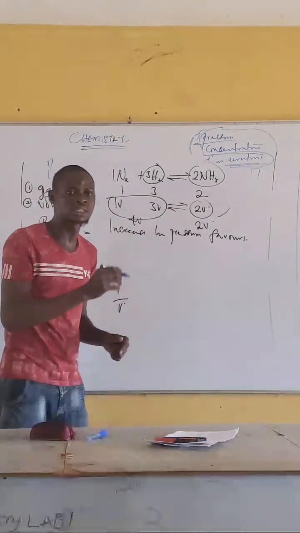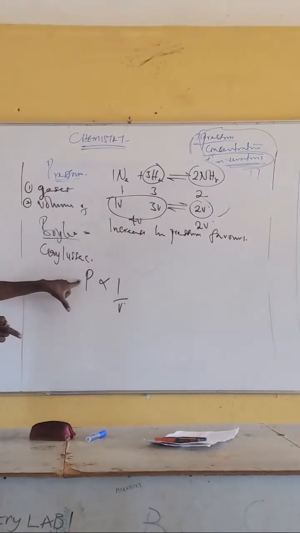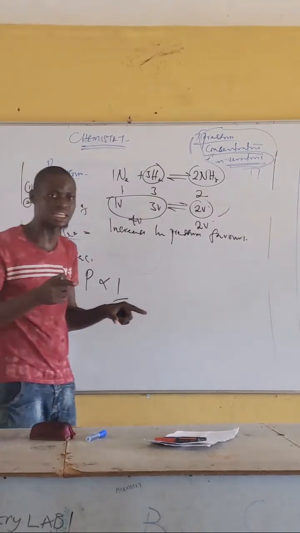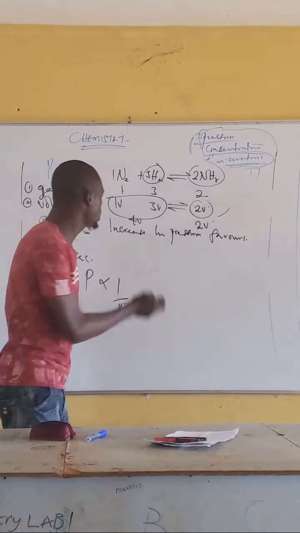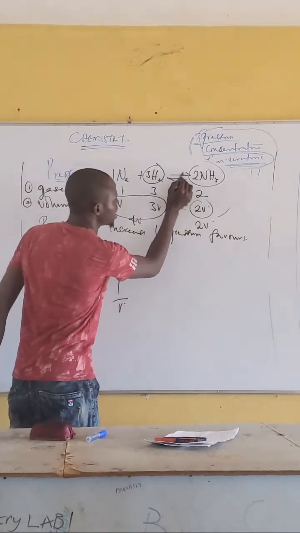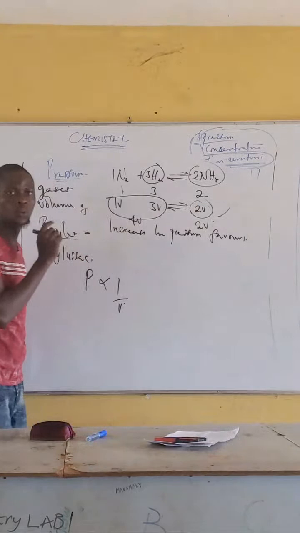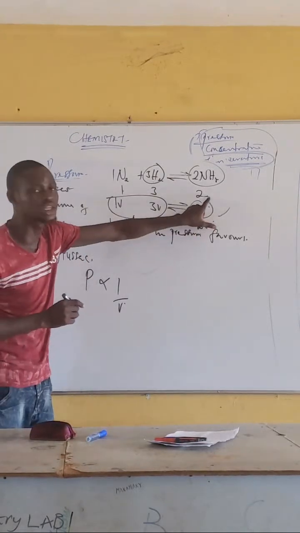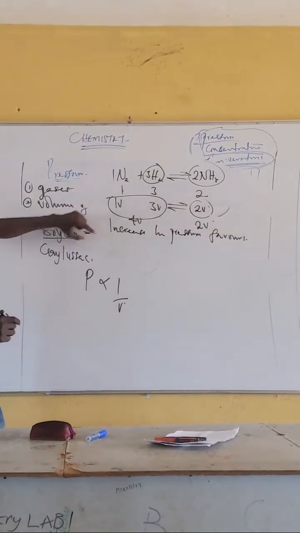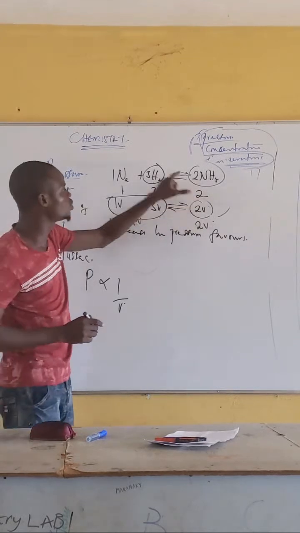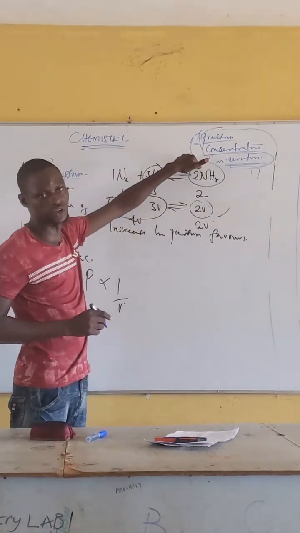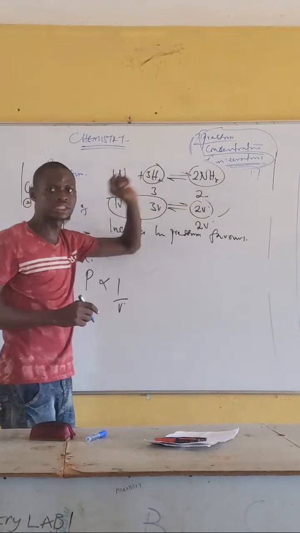It simply means that when the pressure of the gas increases, the increase in pressure will favor the forward reaction. That means the production of ammonia. Why? Because it is the forward reaction that has the lowest volume. So when I increase the pressure, the forward reaction, which is the production of ammonia, will be favored.